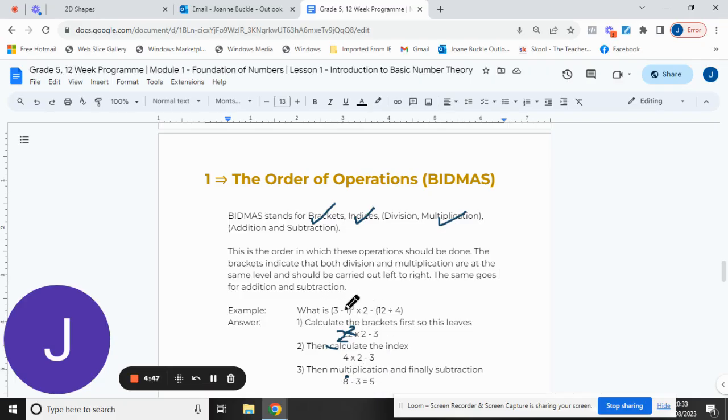Now, if we had not done that in the correct order, we may get a completely different answer, okay? So make sure you follow the order of operations or BIDMAS.